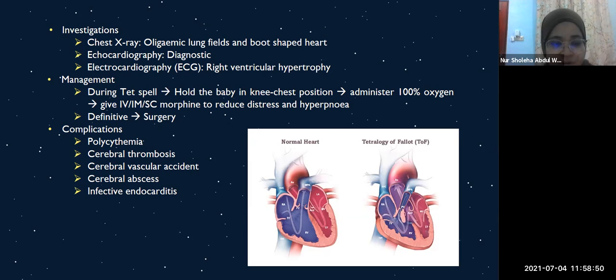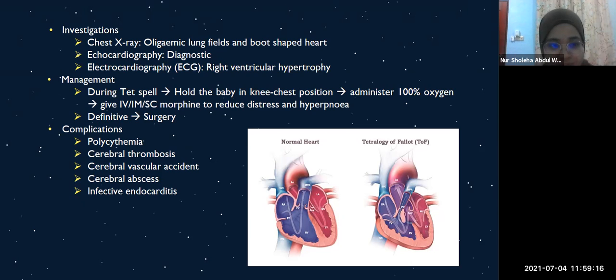The management of tetralogy of Fallot is divided into during a tet spell and definitive. During the tet spell, we need to hold the baby in the knee-chest position, administer 100% oxygen, and give either IV, IM, or subcutaneous morphine in order to reduce the distress and also hyperpnea. The definitive management is surgical intervention.